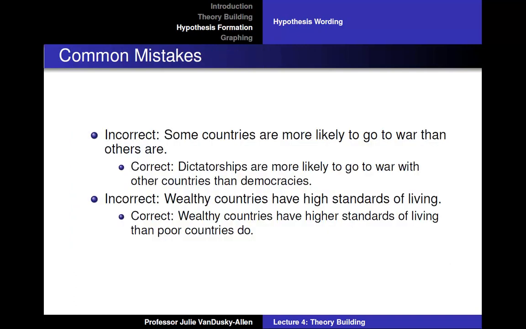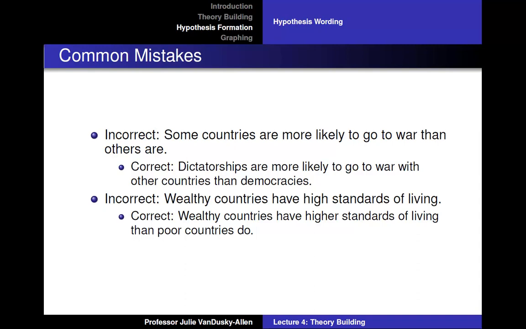Here are some common mistakes when writing hypotheses. The first poorly written hypothesis states, some countries are more likely to go to war than others are. The hypothesis does not indicate how variations in the independent variable lead to variations in the dependent variable. Some countries are more likely to go to war than others, but which countries? What factor influences whether a country goes to war? In the corrected version of this hypothesis, it is clear that political institutions influence whether a country goes to war. Dictatorships are more likely to go to war than democracies.